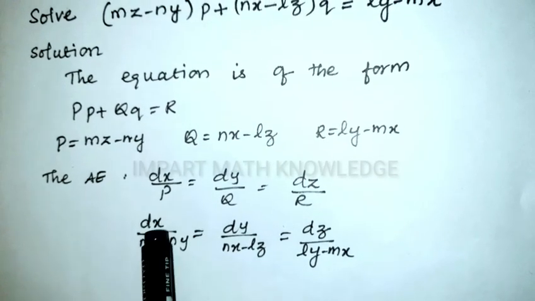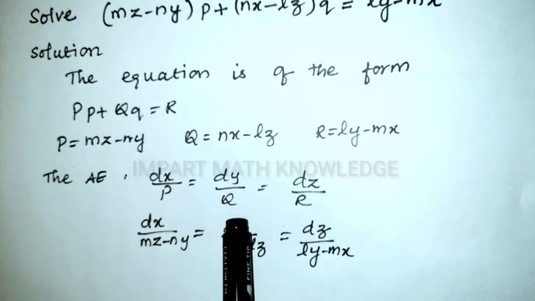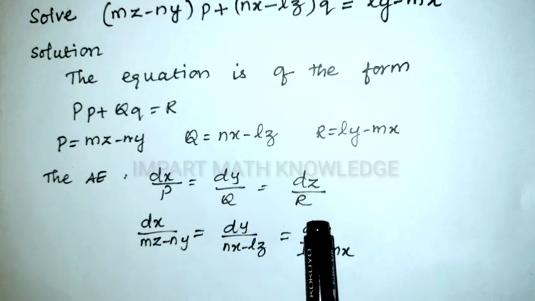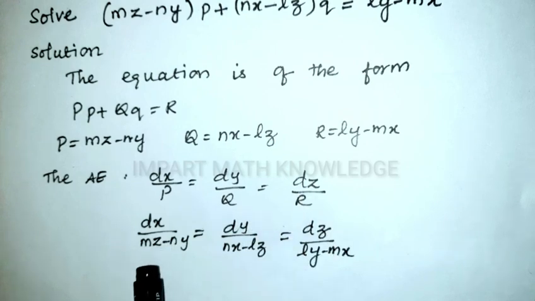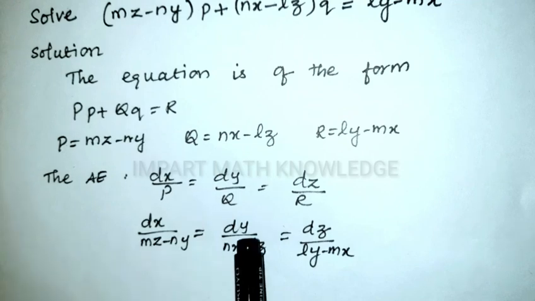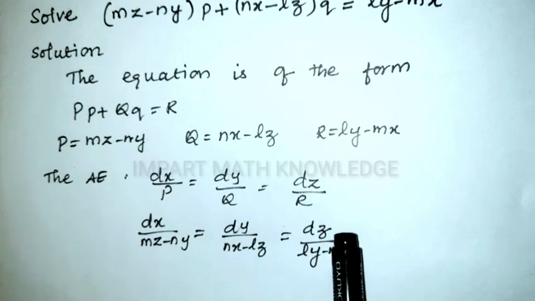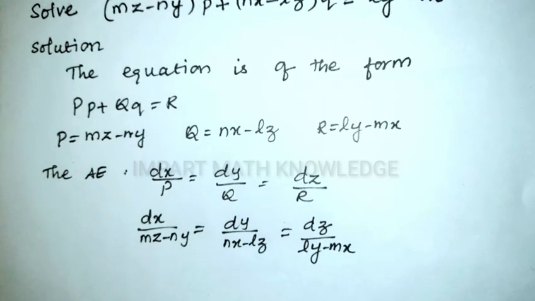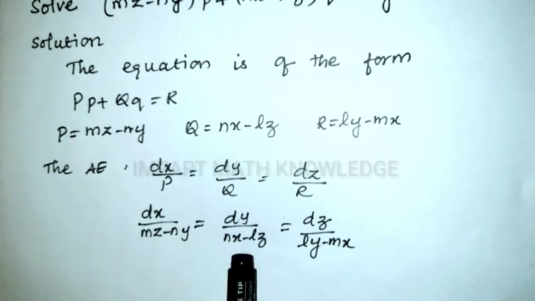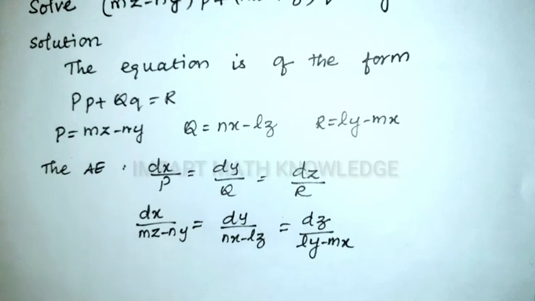The auxiliary equation is dx by P is equal to dy by Q is equal to dz by R. So you can write dx by (mz minus ny), dy by (nx minus lz), dz by (ly minus mx). If you take two ratios, the grouping method is not possible because the variables are different. Here z and y are there, here x and z are there, and here y and x are there. So the grouping method is not possible for this problem, so we go with the multiplier method.